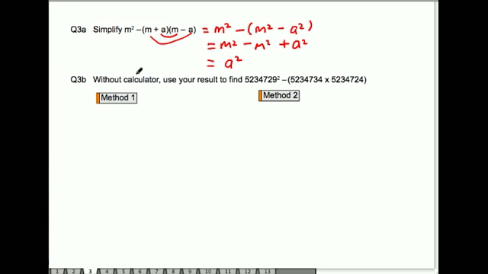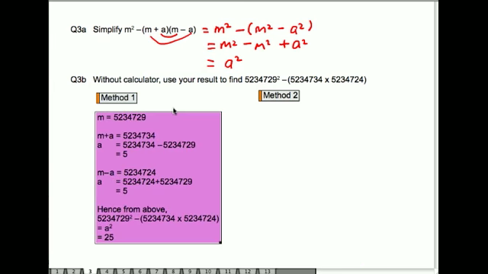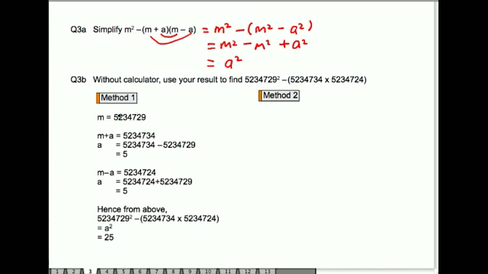Next, we have to make use of the first part to evaluate the numerical expression. We cannot use the calculator. So what we do is we could replace the numbers in place of m, letting m be 5,234,729. As you can see, this expression looks similar to this.